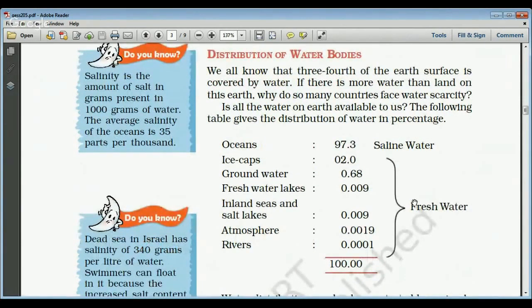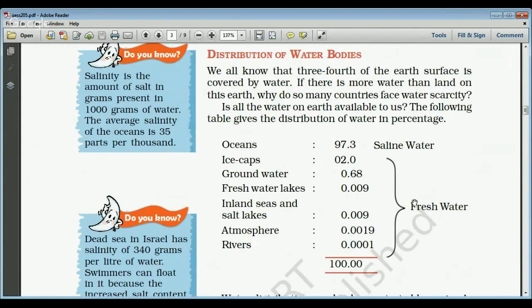And out of the remaining fresh water, whatever is available for human beings, plants and other living beings on the earth, out of the 0.68, the major portion is in the groundwater. Then freshwater lakes 0.009%, then inland seas and salt lakes 0.009%, then some water is present in the atmosphere also, 0.0019, then some water is present in rivers.